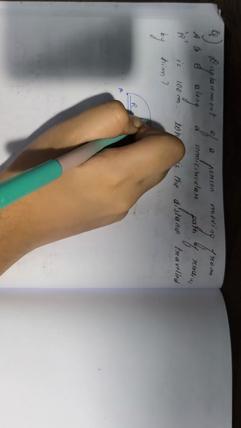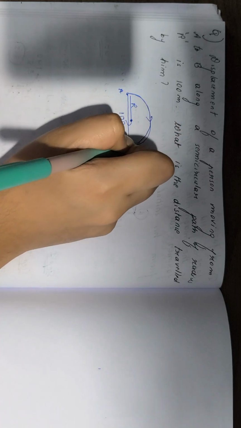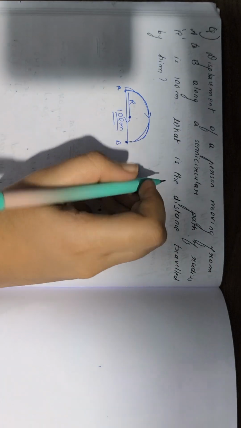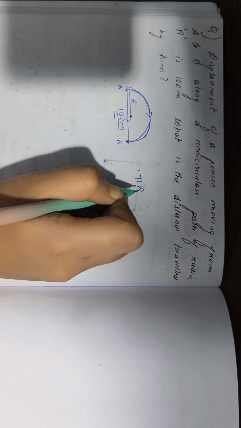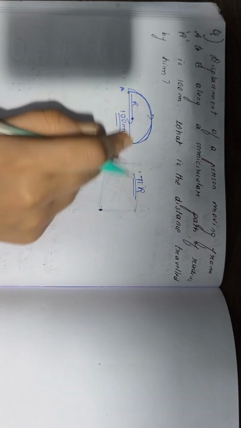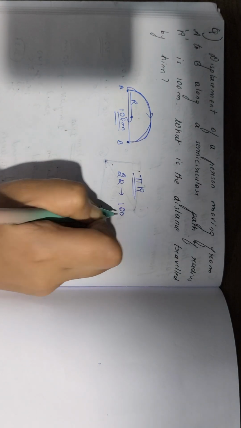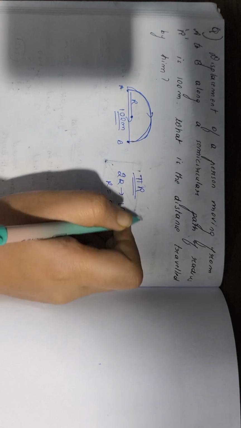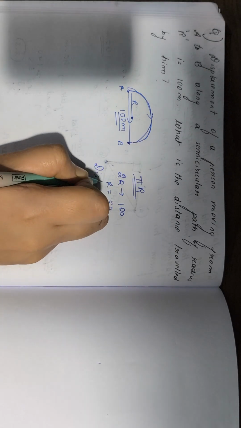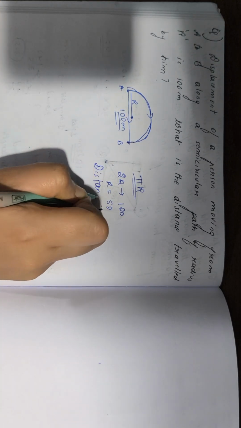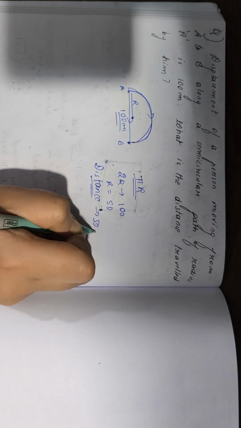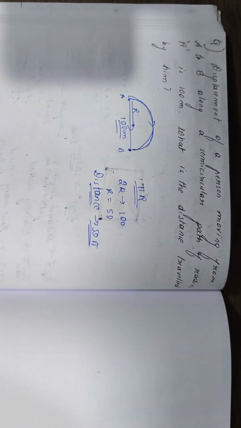What is the distance traveled by him? This is the distance, simple, pi r. Now the diameter: from here to here, AB is how much? 100, which means 2r is 100. What is r? r is 50, which means the distance is simply 50 pi. Is it simple?